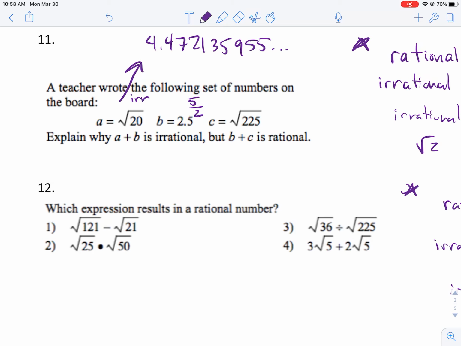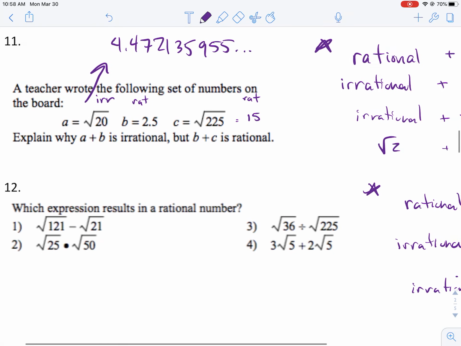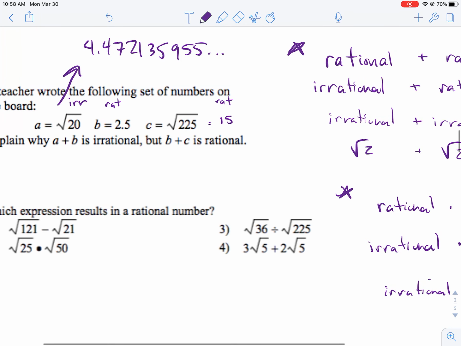Okay, 2.5 is actually just the number 5 over 2. Okay, which 5 over 2 is a rational number. So 2.5 is rational. And again, you can see that it is terminating. All right, it just stops at 2.5. And so that should be another indication that's a rational number. Now this one might not seem so obvious, okay, but square root of 225 is actually equal to 15, okay? 225 is one of our perfect squares. So this number, 15, is actually a rational number.